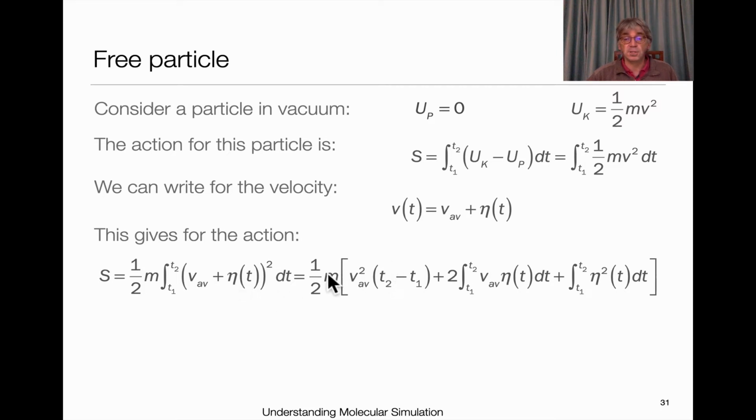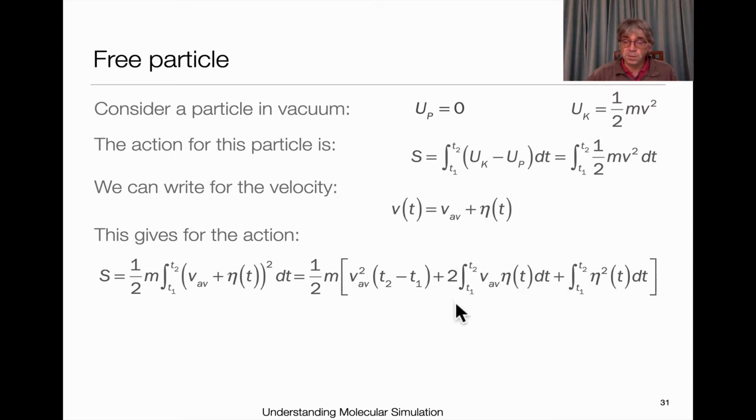So let's look at the first term first. The first term is only this term, and it's a constant, so you can take it out of the integration. So you get here t2 minus t1, times this term. Then we have the term where the 2 is coming out. You get the average velocity times the deviation from the average velocity and this term.